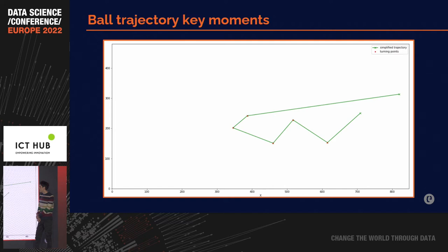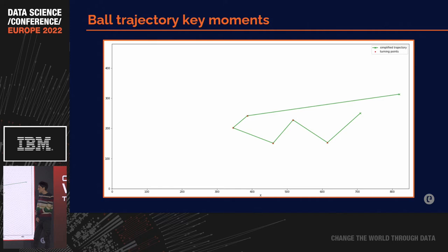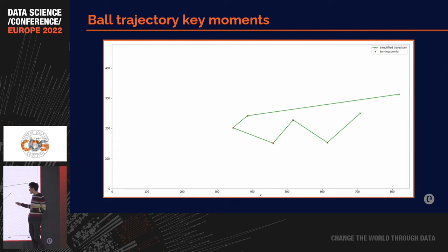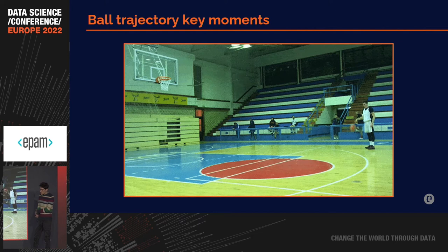You may remember that I mentioned ball bounce detection. We have used it to estimate some key moments of the ball trajectory. You can see that we are able to see when the ball bounces, when it's in the player's hands, and also the moment when the ball leaves the player's hands is caught here. This is only the video showing the trajectory from the previous slide.